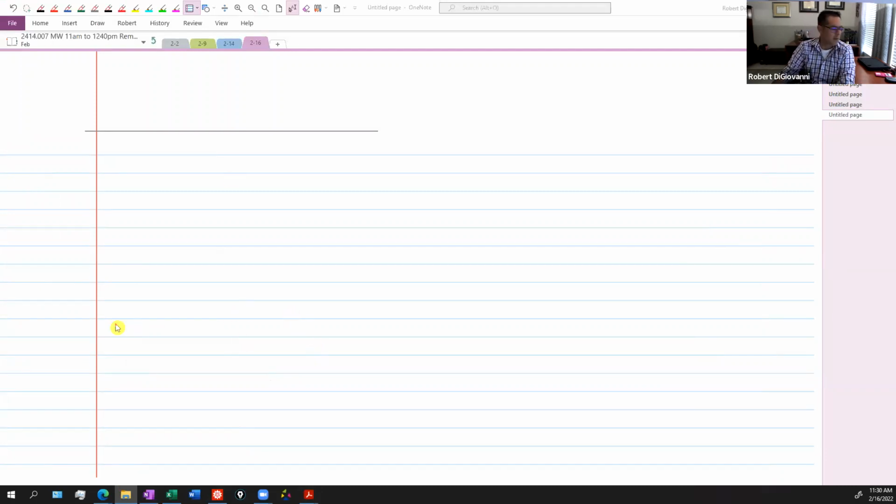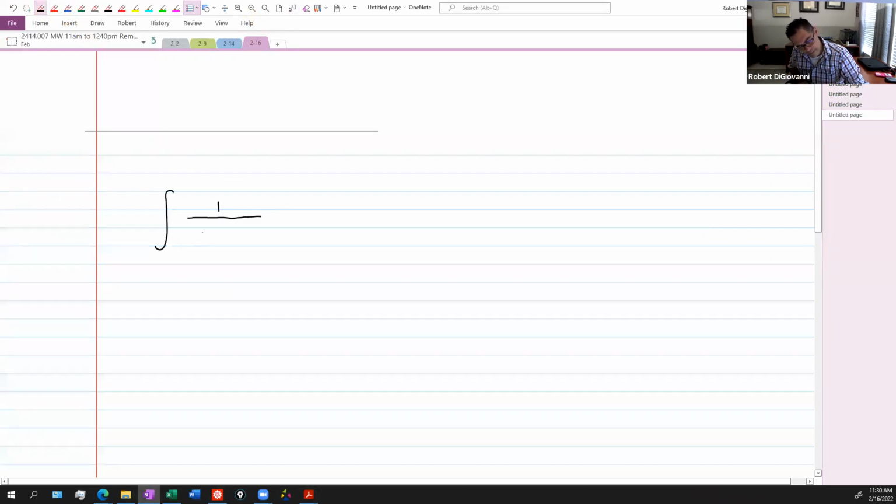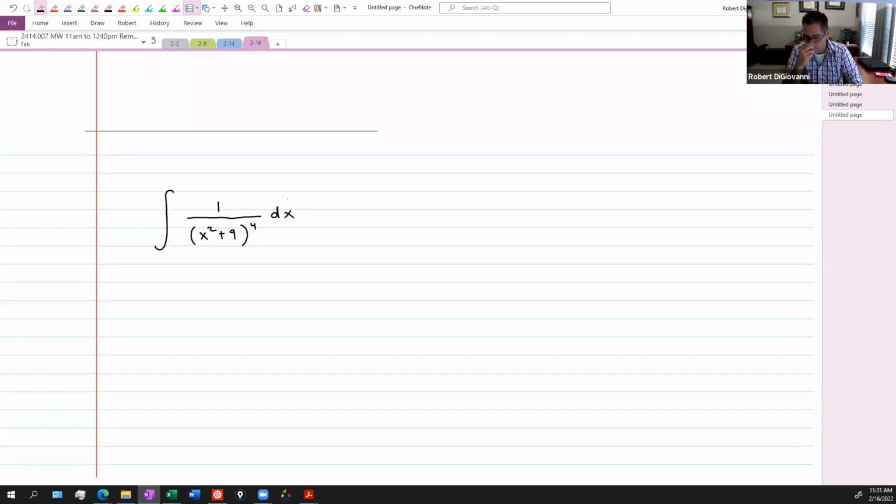Okay, well, then let me just do one. How about this one? Integral 1 over x squared plus 9 to the 4th dx. Now, I'm going to tell you right now, I just made this problem up, so I'm not sure we're even going to be able to do it, but at least we can get the trig sub going, all right? Let's see.